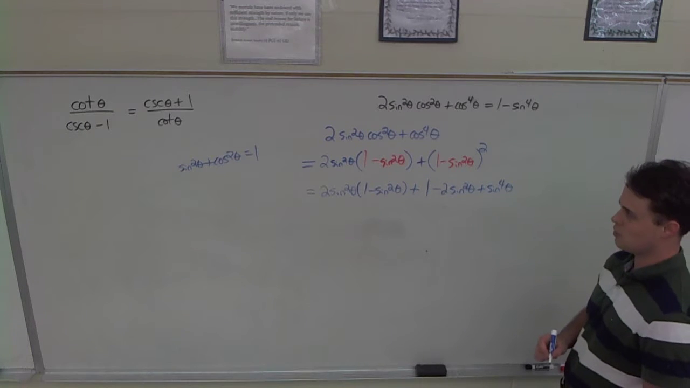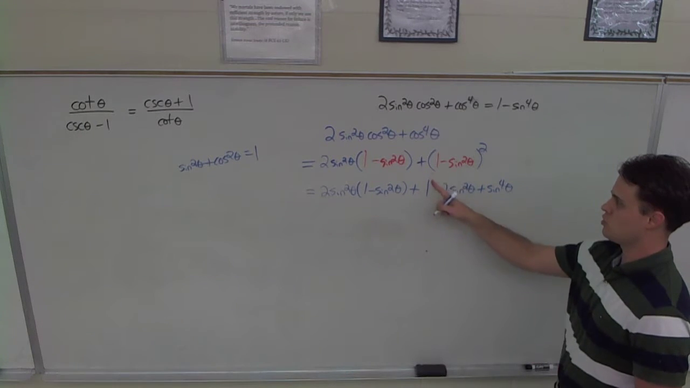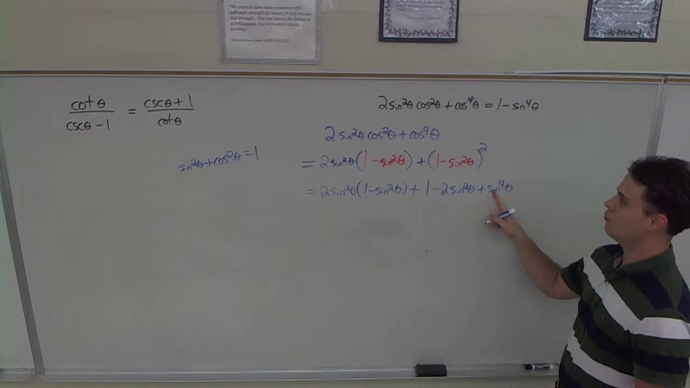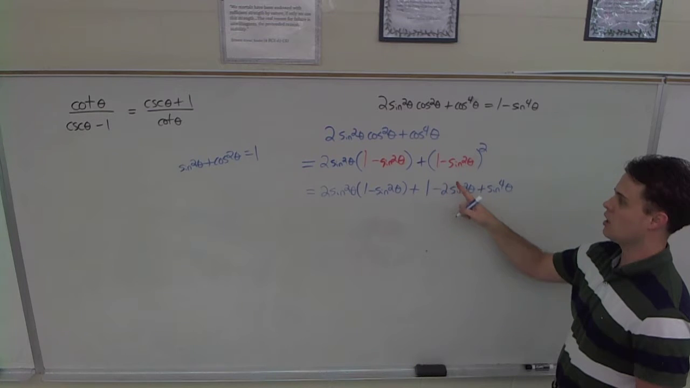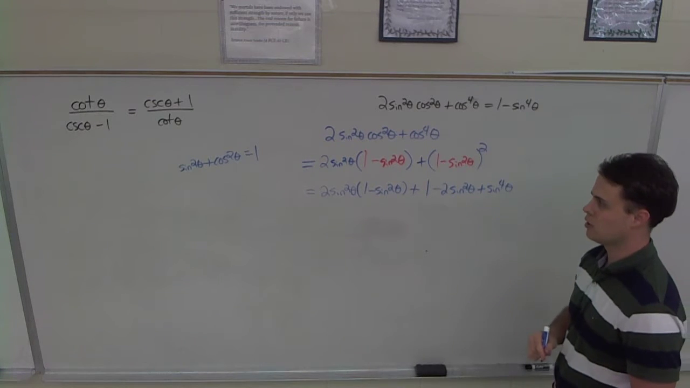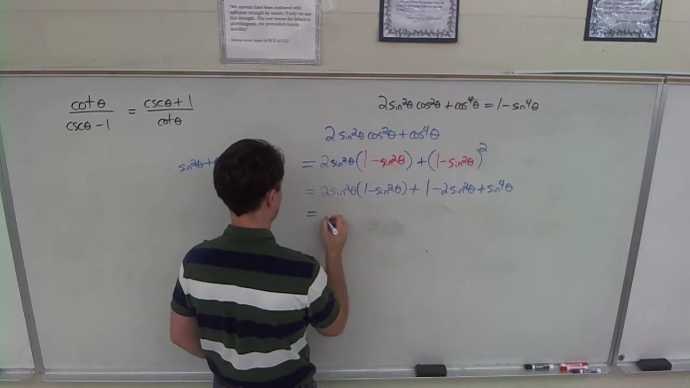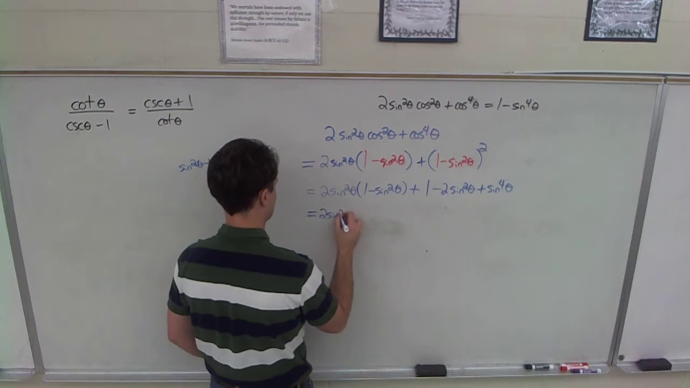Did I make a mistake? We better make sure. First thing squared, last thing squared, plus 2 of that times that. So I think we're good there. And we probably want to distribute here. At least we've got everything in terms of sine. I don't know, this is looking ugly. It does make it easy.